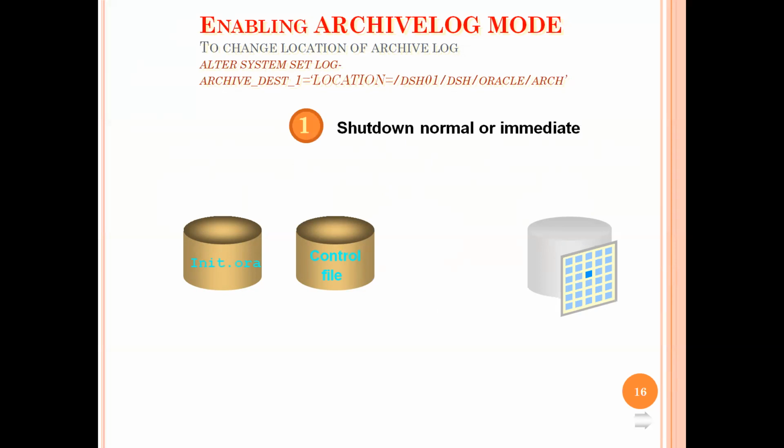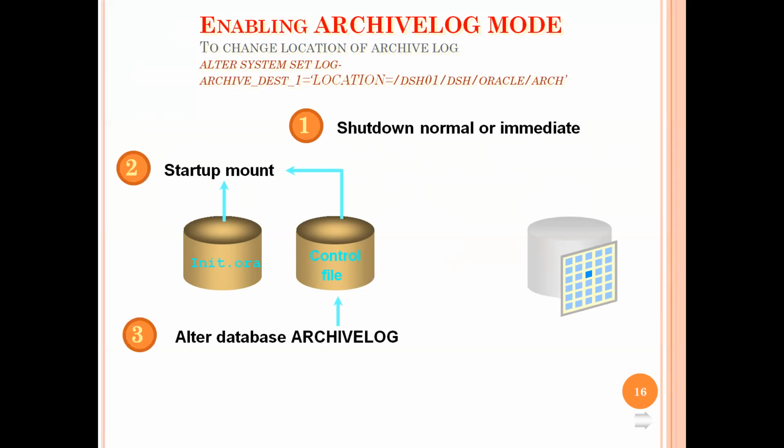For that, you need to shut down the instance, because when your database is up and running, your archive log mode cannot be changed. The database should be in mount mode for the archive log mode change to happen.